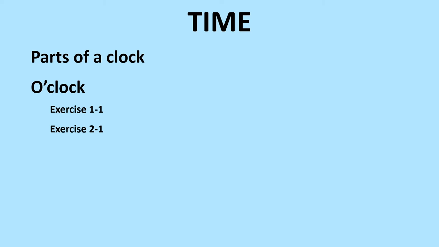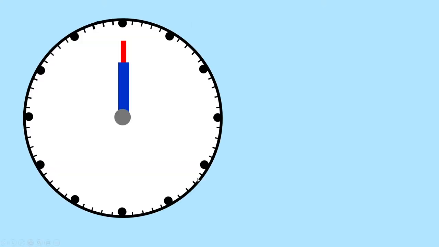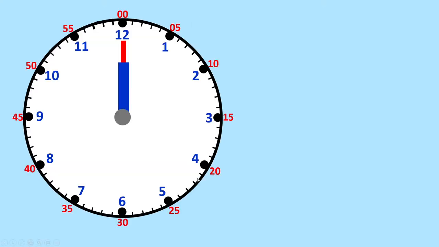Today we are going to learn how to read time using an analog clock. But before that, let me first introduce two parts of an analog clock. This is an analog clock. Our analog clock has two hands.